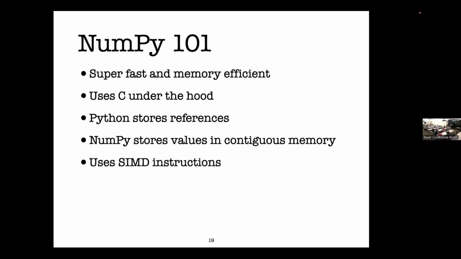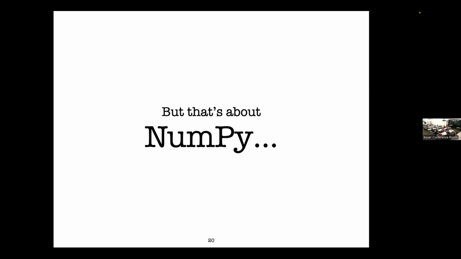Another thing is NumPy is super fast. Just in case you don't know, it is written in C and C++, so it's super fast compared to what Python can offer in terms of speed. Python stores references, whereas NumPy stores values in a contiguous memory block coming from C. And it uses SIMD, single instruction, multiple data, a processing pipeline which does vector multiplication or vector operations more quickly. But that's about NumPy.